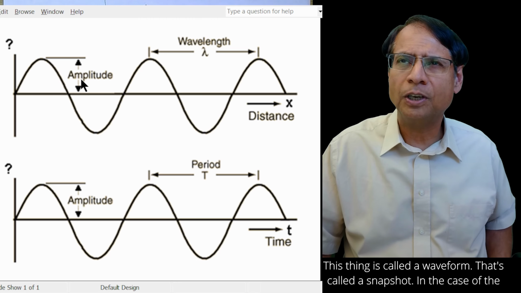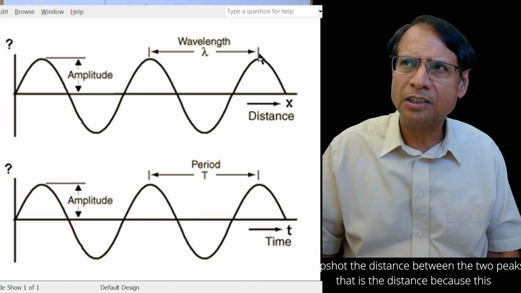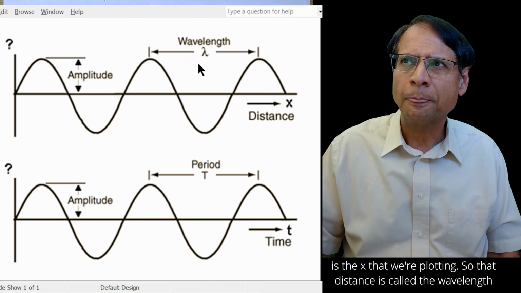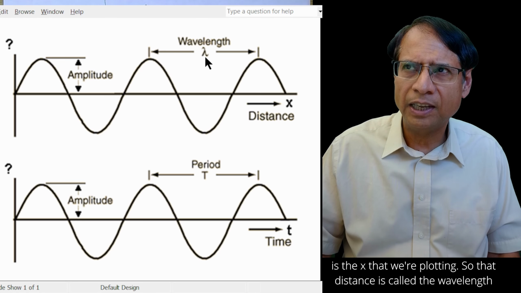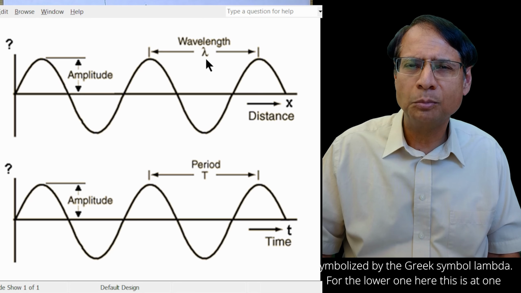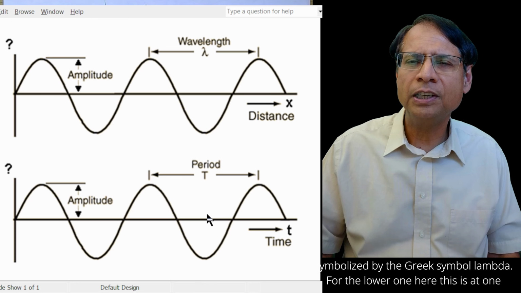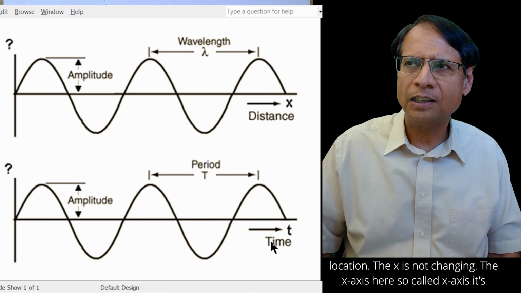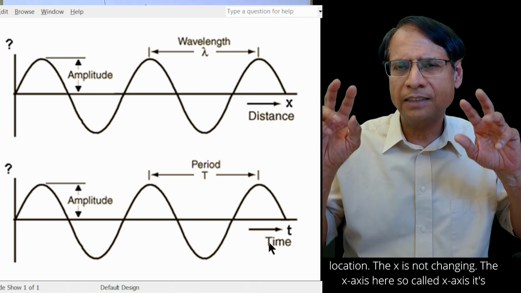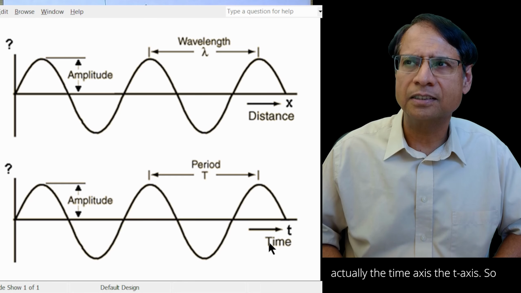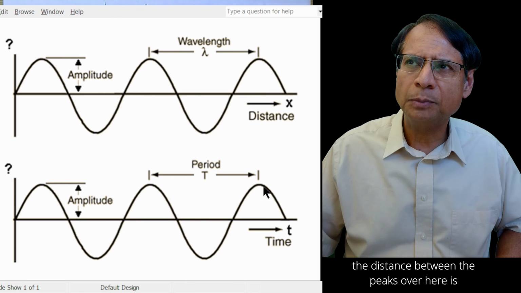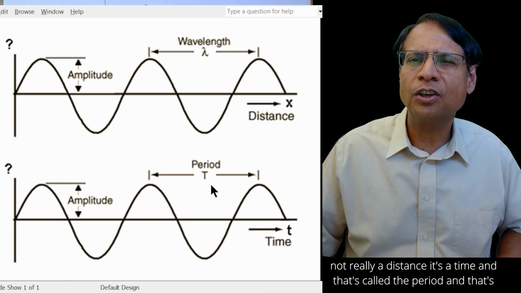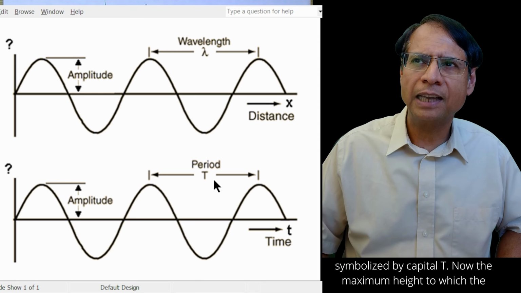That's called a snapshot. In the case of the snapshot, the distance between the two peaks is a distance, because this is the x that we're plotting. That distance is called the wavelength, symbolized by the Greek symbol lambda. For the lower one here, this is at one location. The x is not changing. The so-called x-axis here is actually the time axis, the t-axis. So the distance between the peaks over here is not really a distance, it's a time, and that's called the period, symbolized by capital T.